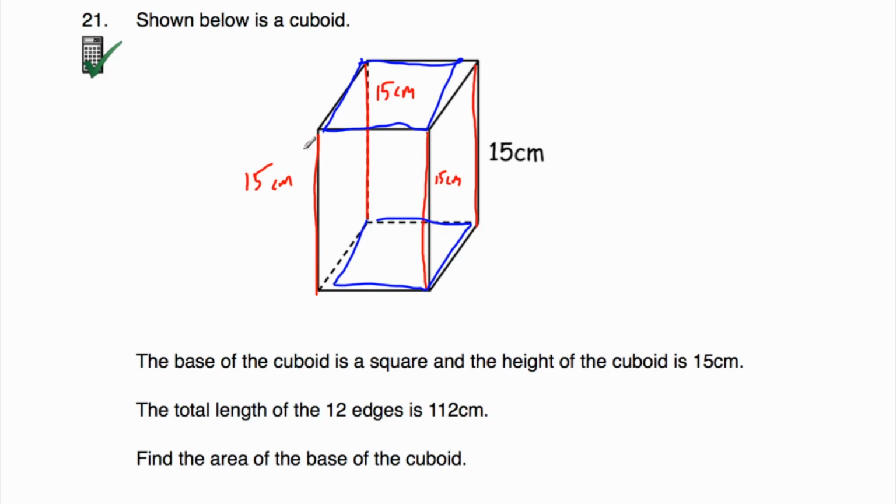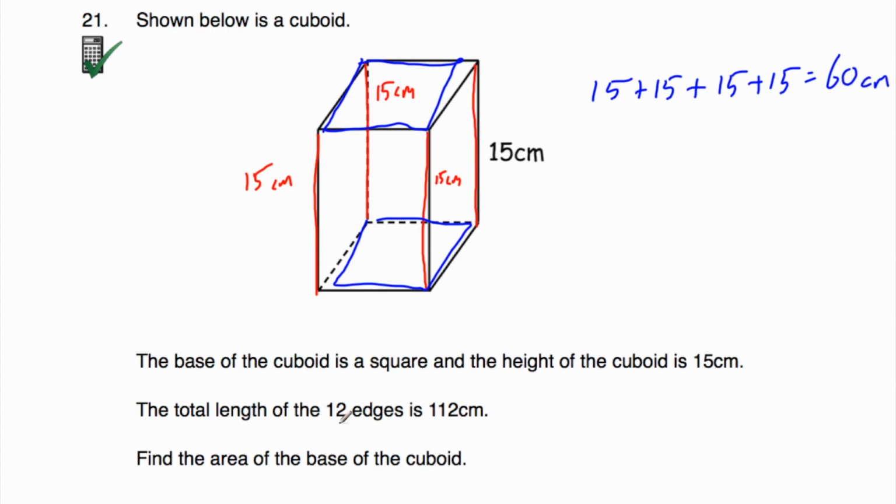Because if we add together our 4 15s and take that away from 112, then what's left would be the length of the 8 remaining edges. They're all the same, so if you then divide that by 8, you can find the size of one of them. So let's do that. 15 plus 15 plus 15 plus 15. This is a calculator question, but we can do it without it. 15 plus 15 is 30, plus 15 is 45, plus 15 is 60. So the total length of those 4 vertical edges would be 60 centimeters.